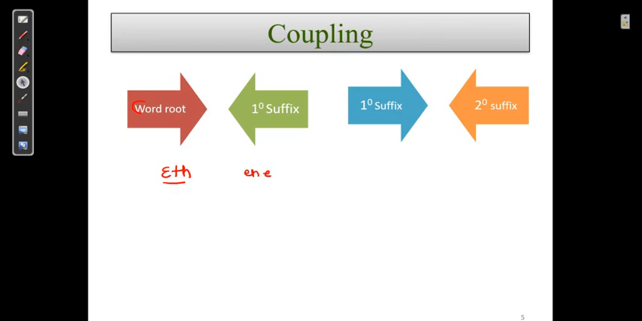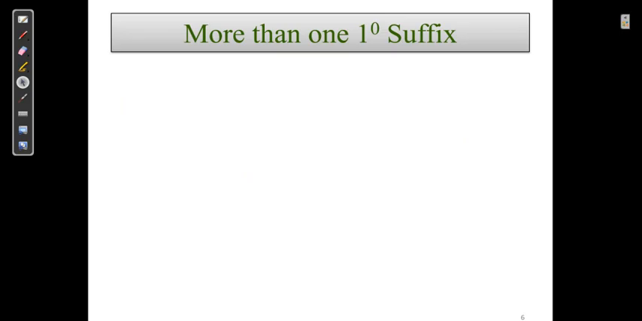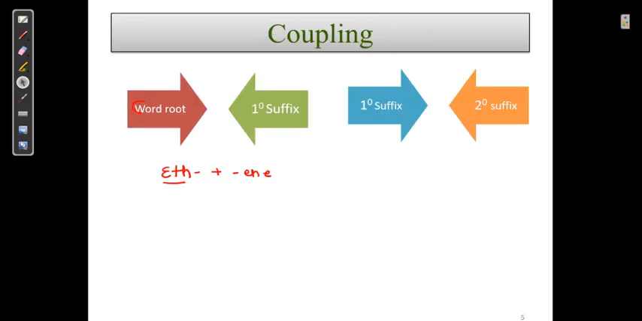So how to join these two? When we join them, there is one rule. There should be only one of A, E, I, O, U and Y. These are all vowels except Y, but it is also included. If it is there, at least one. Now, only one, not at least one, but only one.